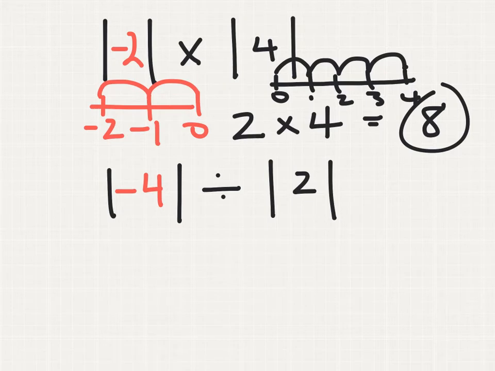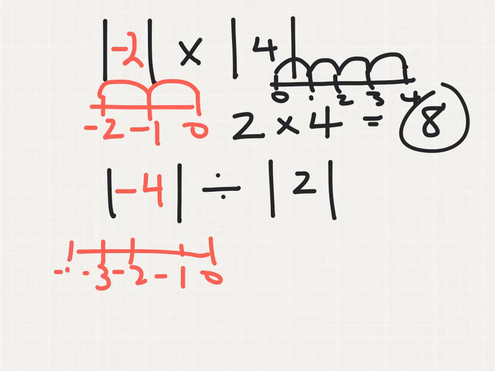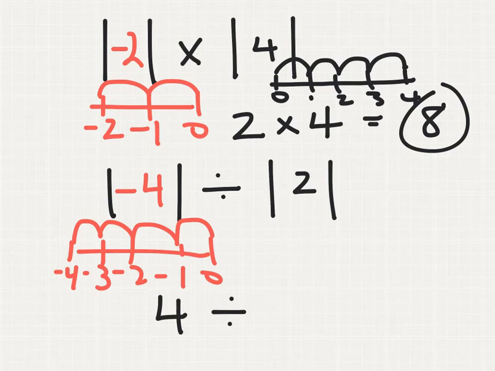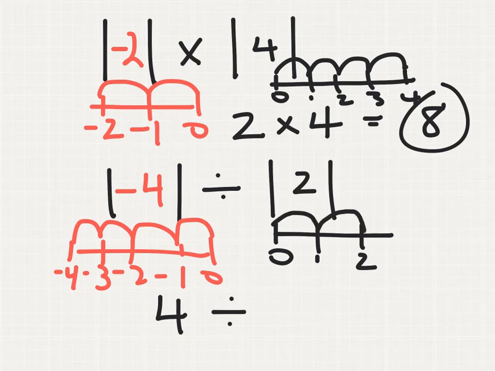The absolute value of negative 4, once again, can be measured using our number line. And we see the distance of negative 4 from 0 is 1, 2, 3, 4. The absolute value of negative 4 is 4, divided by the absolute value of 2, which once again we find by measuring its distance from 0 on a number line, 1, 2. And 4 divided by 2 is 2.